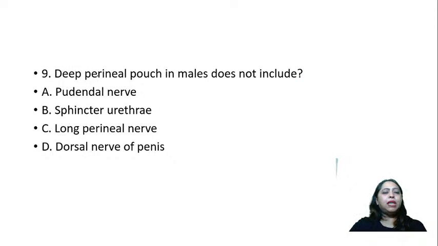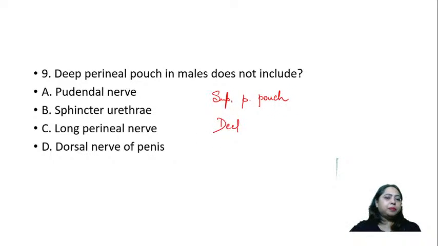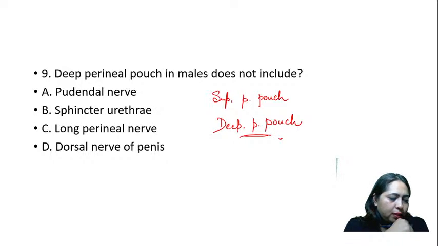Next one, deep perineal pouch. The deep perineal pouch in males does not include which of these? There is a superficial perineal pouch and a deep one. The options are: pudendal nerve, sphincter urethrae, long perineal nerve, dorsal nerve of penis. Which one is not a part of the deep perineal pouch?